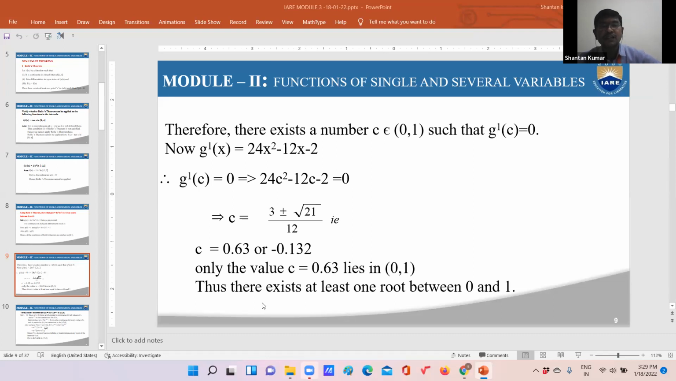But according to our concept, the Rolle's theorem, at least one value is required to satisfy in the given interval. Therefore, here 0.63 lies in between 0 and 1. Your conclusion: the given function satisfies Rolle's theorem. It is a continuous function as well as a differentiable function, and f of a is equal to f of b, and finally, that c lies in between a, b is satisfied.